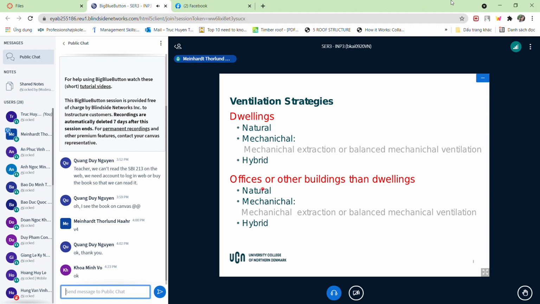And if you need to do that, I think it is permitted, but then you need to get a special permission. And in that permission, there's a huge documentation part, because natural ventilation in a big building like an office is really difficult to control, and you need to document that the ventilation is going to be efficient enough in the winter time.